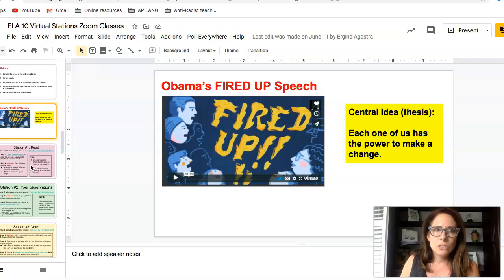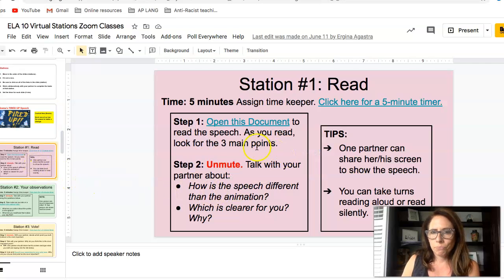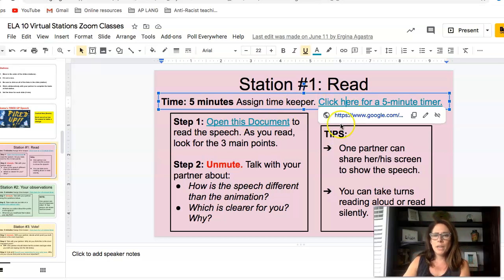And then I sent students into groups, and I told them to start at station 1 and work their way through. In my stations, I always make sure that there is a timekeeper in the group and that there's someone who might be willing to share his or her screen. I provide a timer and tell the group to stick with 5 minutes.